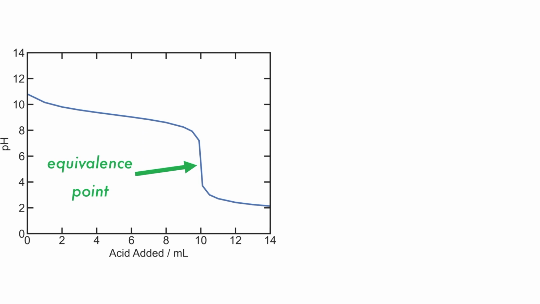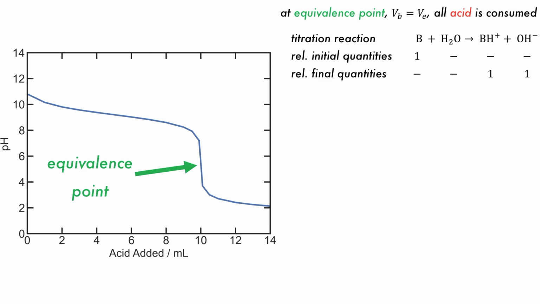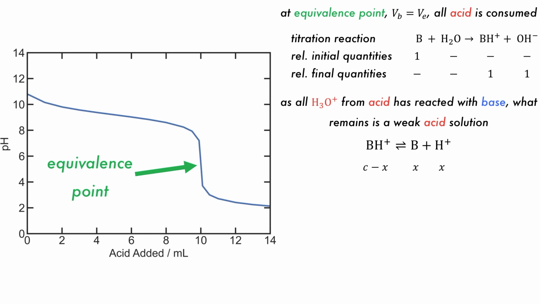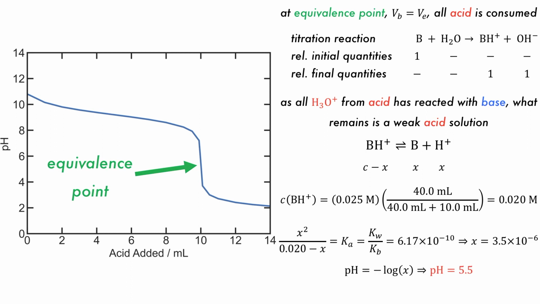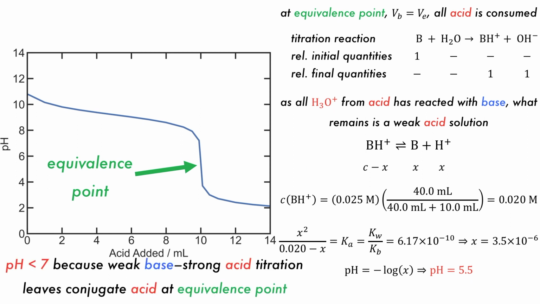When the amounts of acid and base are equal, and all the base is consumed by the acid, we have reached the equivalence point. What remains after titration is a weak acid solution described as so. The concentration of BH plus has changed and is no longer 0.025 molar, as it has been diluted by acid from the burette. X can then be calculated normally, giving in this case a pH of 5.5 at the equivalence point. The pH at the equivalence point is always below 7 for a weak base strong acid titration because the base is converted to its conjugate acid at the equivalence point, which is a weak acid.